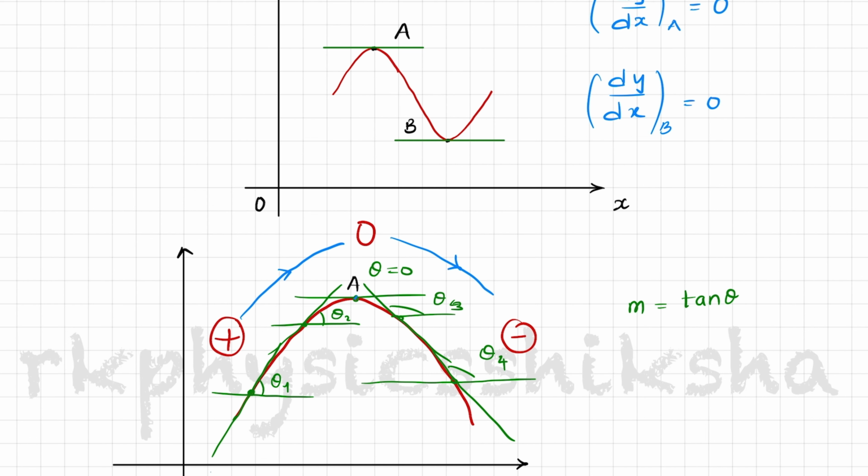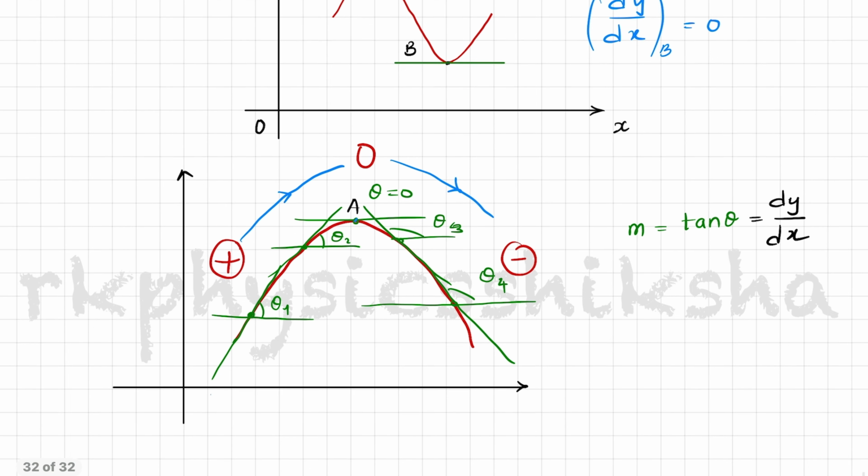The slope is nothing other than change in y by change in x. At that point A, you don't have any change in y with respect to change in x. So dy by dx is equal to 0 at the point A. At the point B also it is equal to 0, but I don't know whether A is the maxima or B is the maxima.